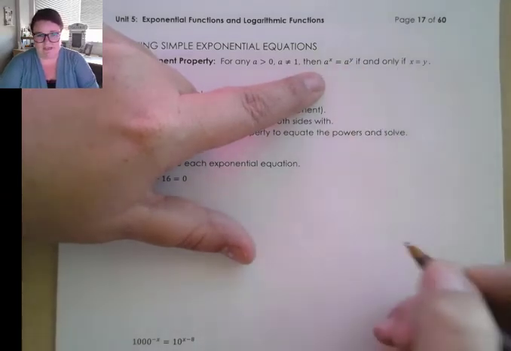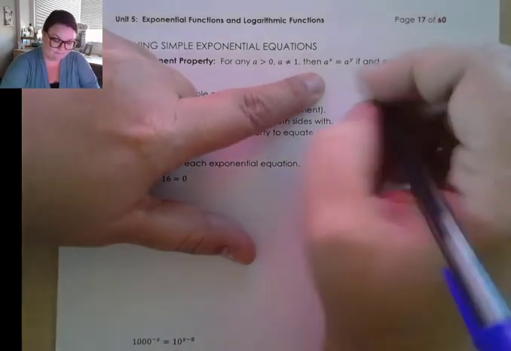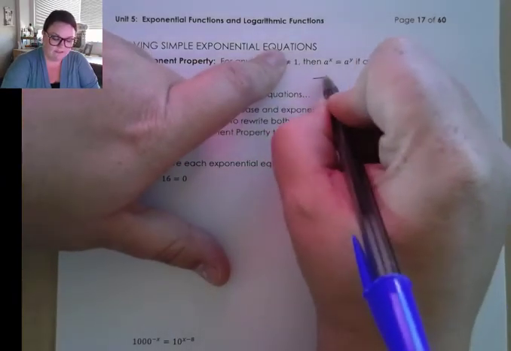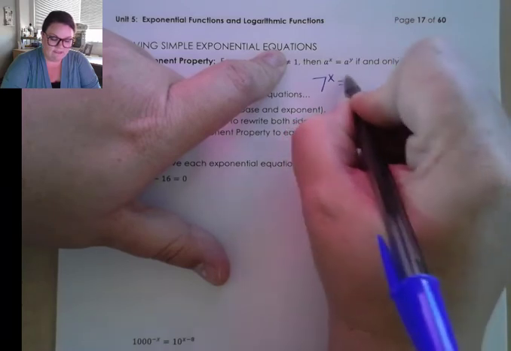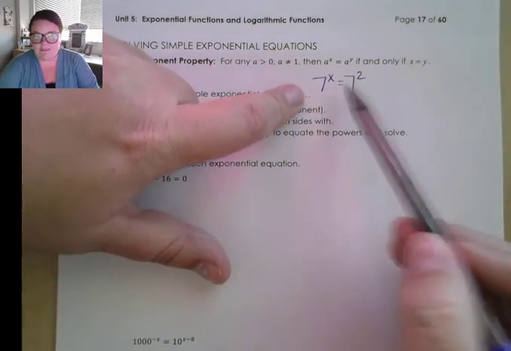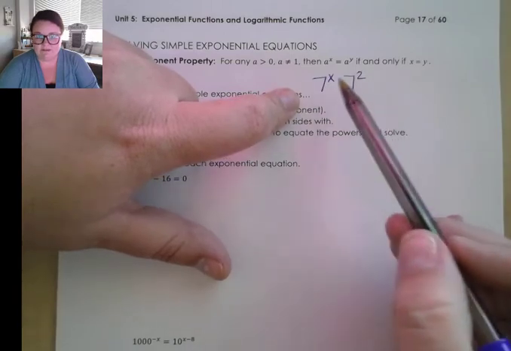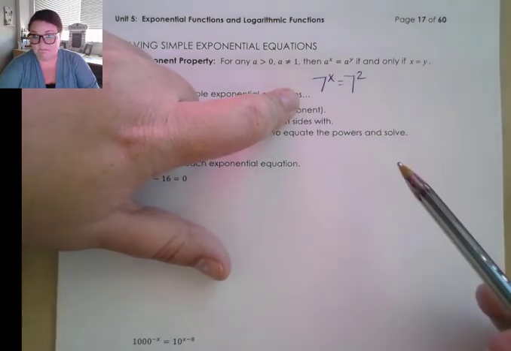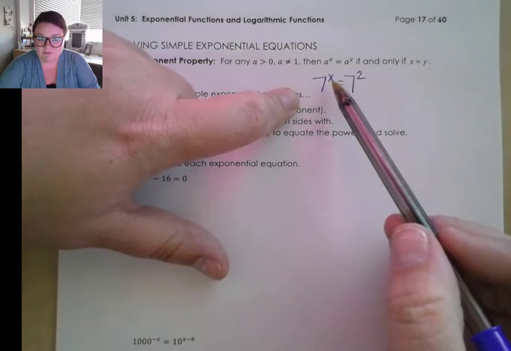So let me give you an example so this makes a little bit of sense. If you had something like 7 to the x equals 7 squared, this would only be a true statement if x is what? X would have to be 2, right?